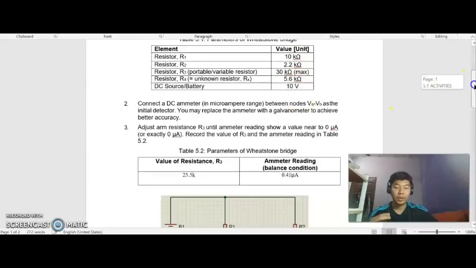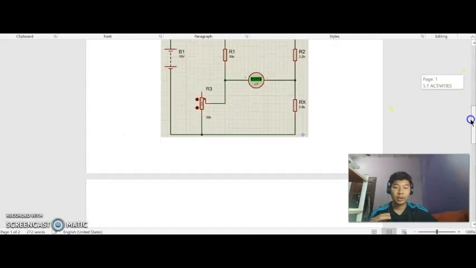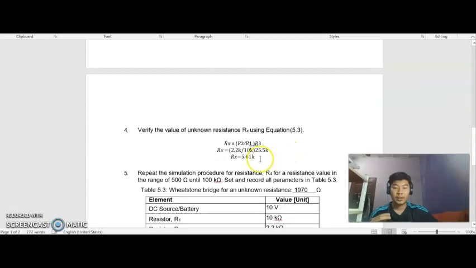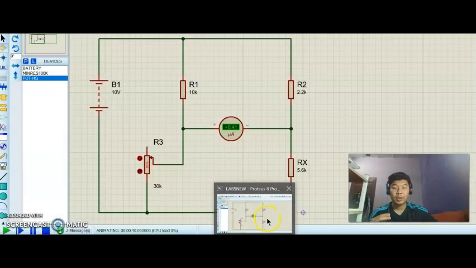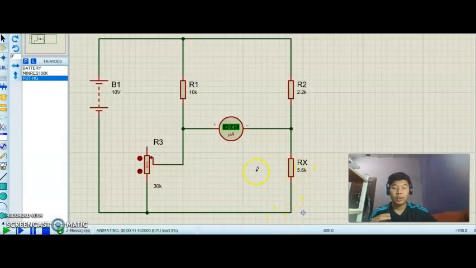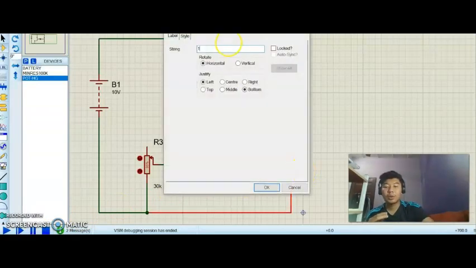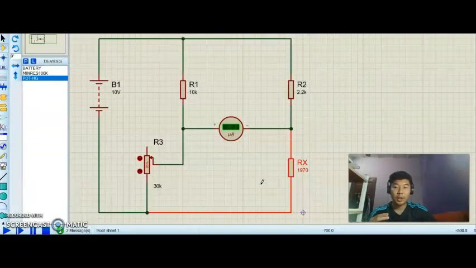and then we need to calculate the RX here, put the R2 and R1 value, and we got the 5.61 kilo ohm. Next, we need to repeat the same process, but this time we need to change the unknown resistor to 1970 ohm, which is referred to my metric number.